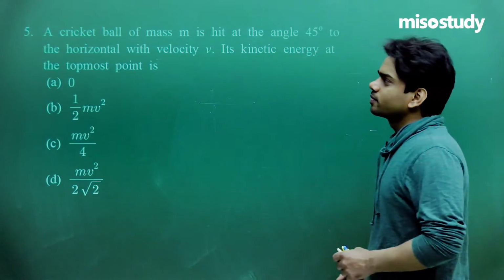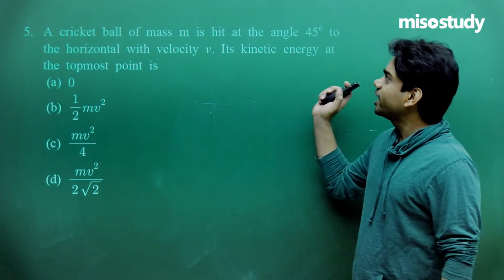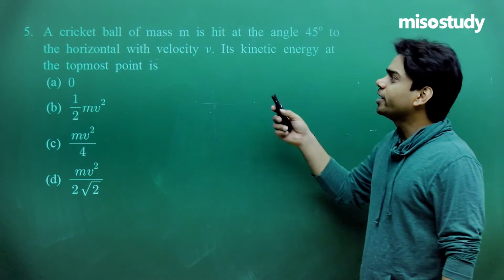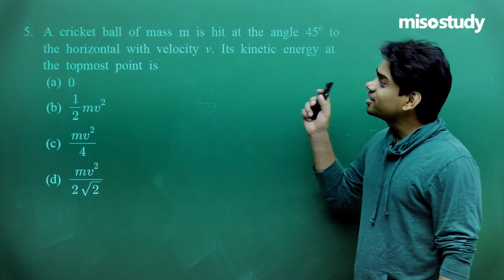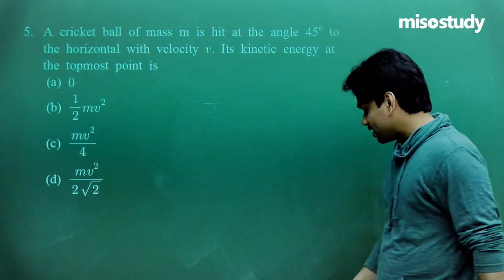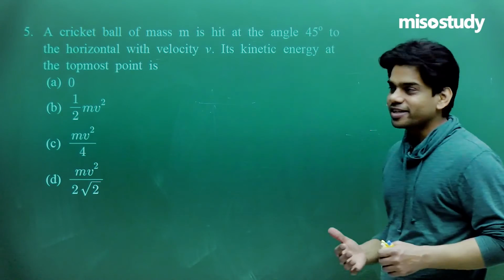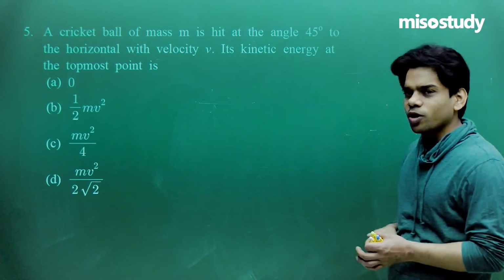Fifth question. A cricket ball of mass small m is hit at an angle of 45 degree to the horizontal with velocity v. Its kinetic energy at the topmost point is. We need to find out the kinetic energy. Before that, let me tell you how speed is related during its path. Cricket ball of mass m is hit at an angle of 45 degree.